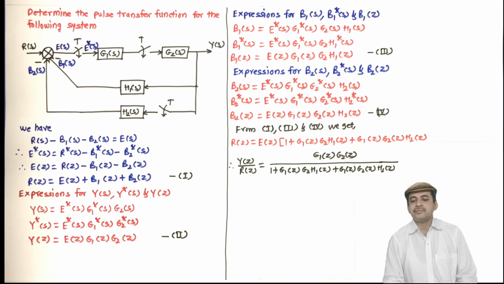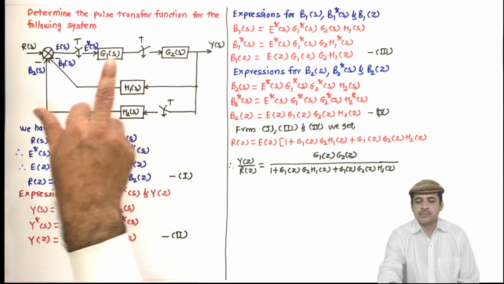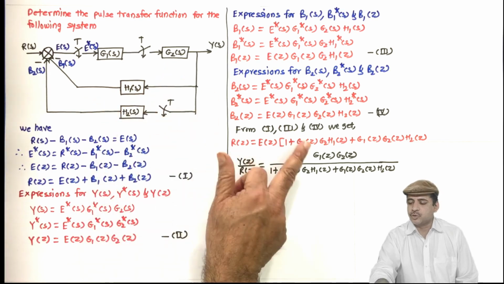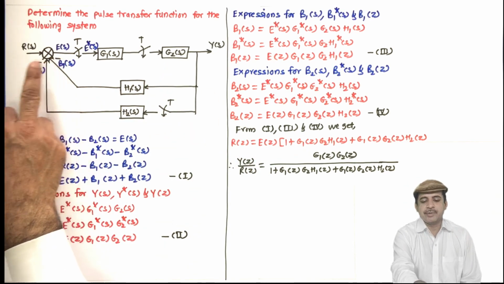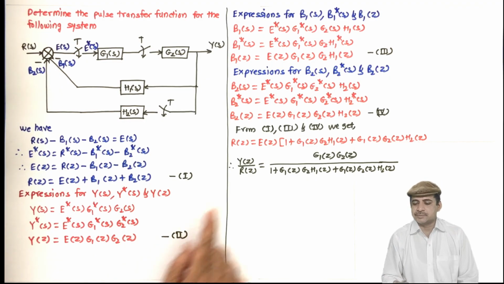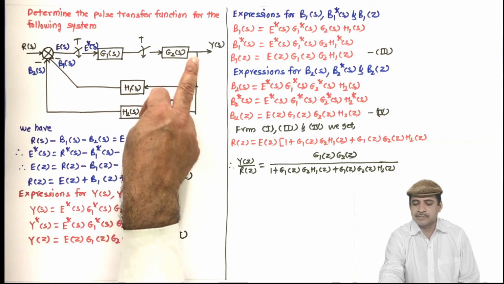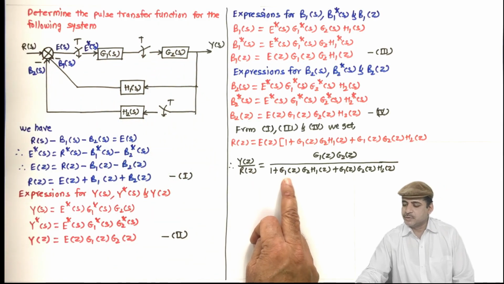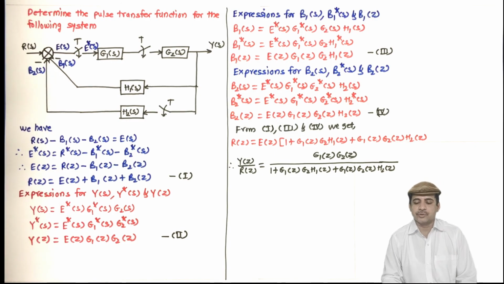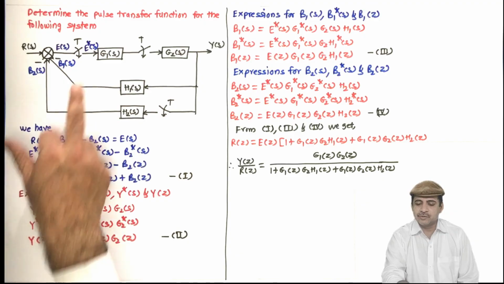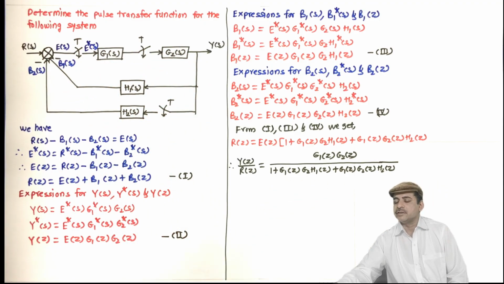Looking at this, the forward path has two blocks, G1 and G2, separated. So the numerator will be G1 of Z into G2 of Z. Then the denominator: both the feedbacks are negative. So 1 plus, first for this feedback, it is G1Z G2H1Z. Again plus, because this is also negative. So for this path, it will be G1Z G2Z H2Z. So it is done.